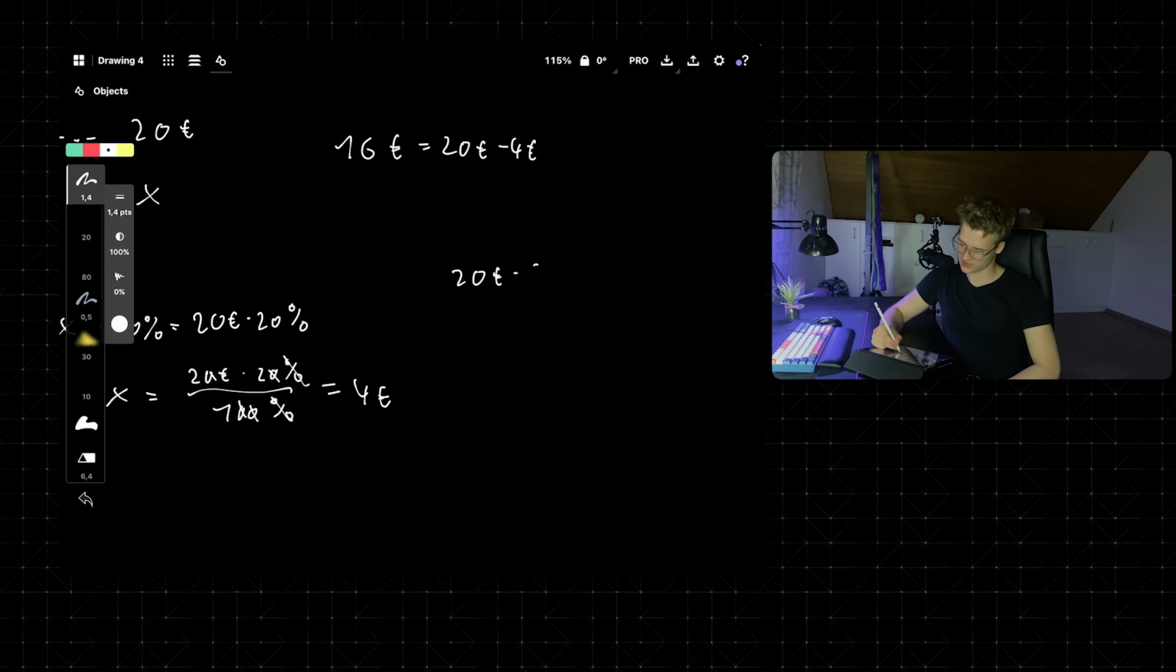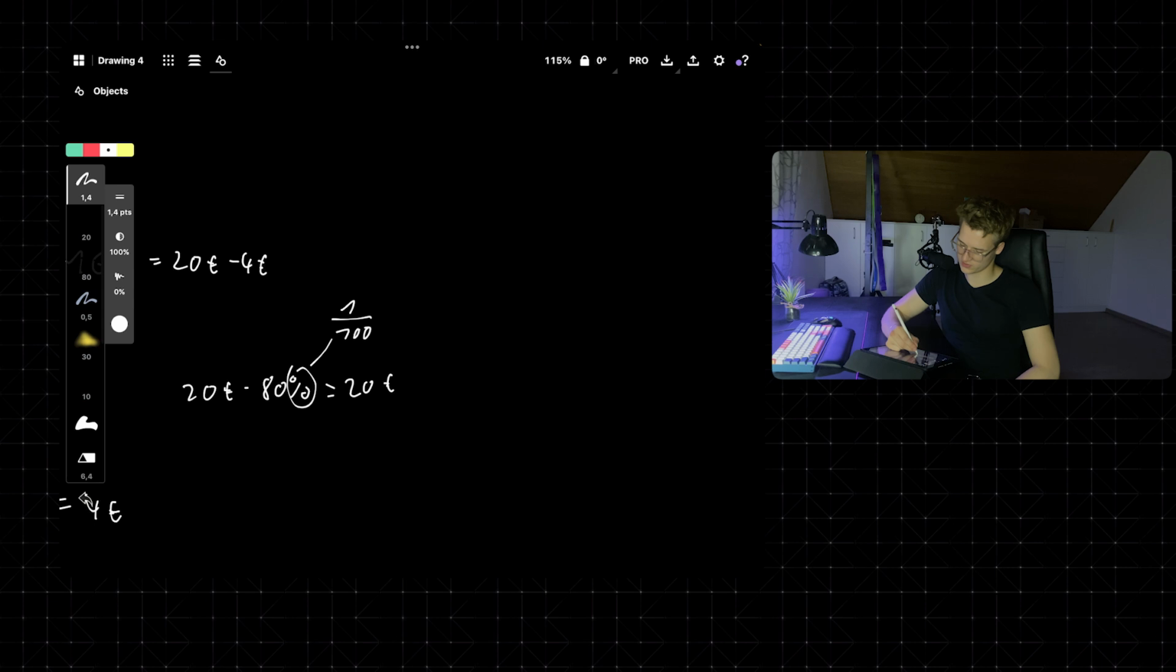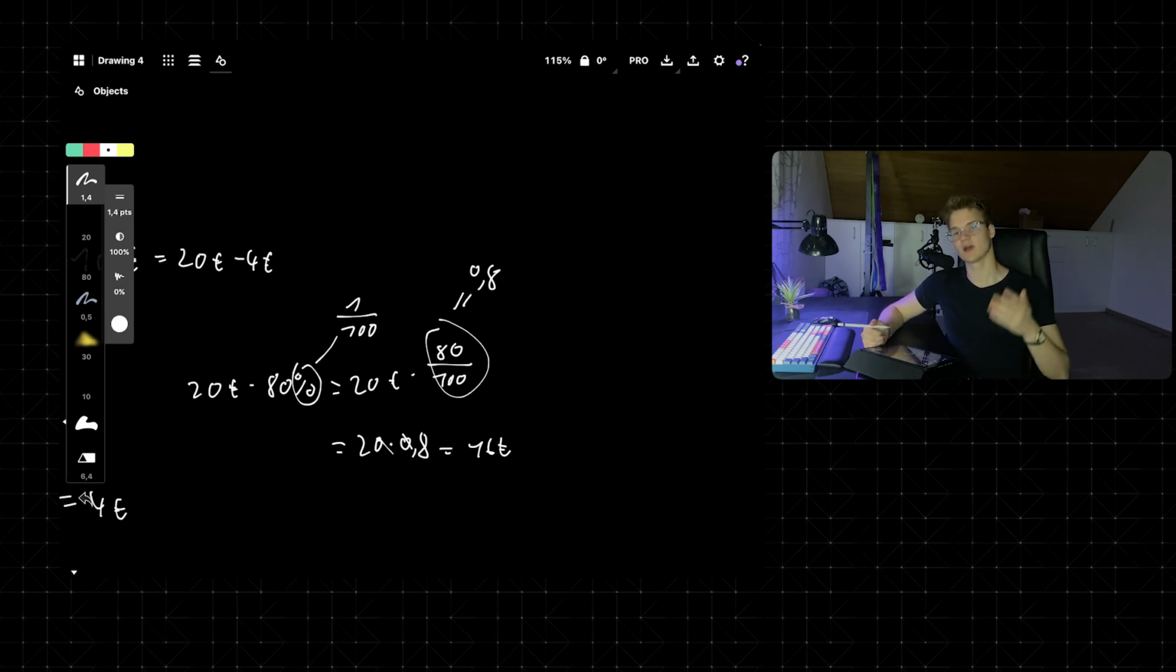20 euros times 80%, and the sign for percentages is basically just 1 divided by 100. It's the same thing. It's gonna be equal to 20 euros times 80 divided by 100, or rather 0.8. Okay, so 20 times 0.8. So you have 2 times 8, which is 16 euros. Okay, so as you see, you can just multiply by the final result. And that's a much quicker way and also much more efficient, because it basically implies the whole thing.